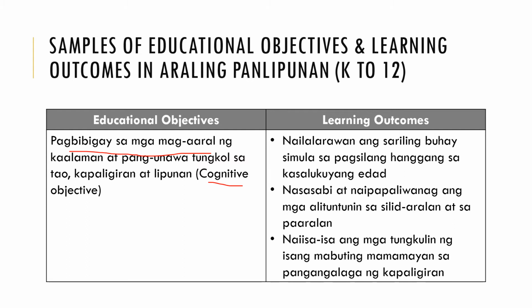For the learning outcomes naman, as you notice here sa objectives natin, from our learning objectives, we created different learning outcomes. No? So, nailalarawan ang sariling buhay simula sa pagsilang hanggang sa kasalukuyang edad. Okay, and then nasasabi at napapaliwanag ang mga alituntunin sa silid-aralan at sa paaralan. At saka naisa-isa ang mga tungkulin ng isang mabuting mamamayan sa pangangalaga ng kapaligiran. Okay, that is for educational objectives and learning outcomes.